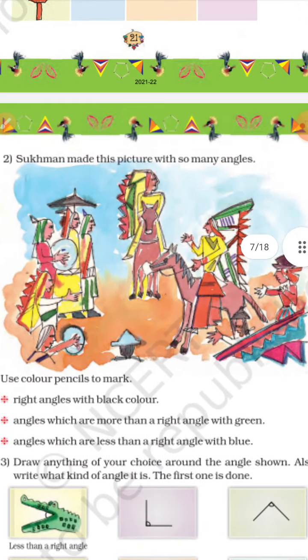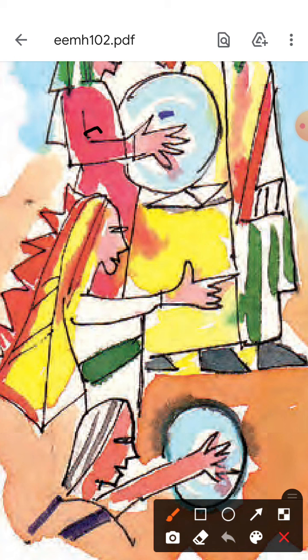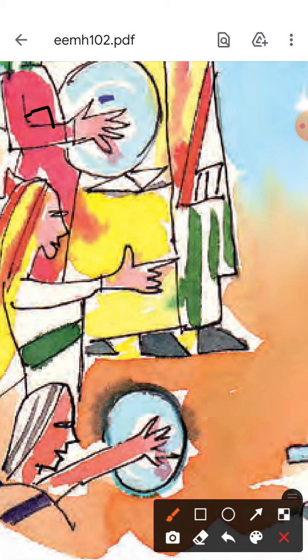So here in this figure, if you want to mark some angles, create some angles, here you can create angles. You can make an angle here. All the angles we have made here with the black color: here it is 90 degrees with the black color, that means it is a right angle. It is also a right angle in black color. So all the angles we have made here are known as the right angle.